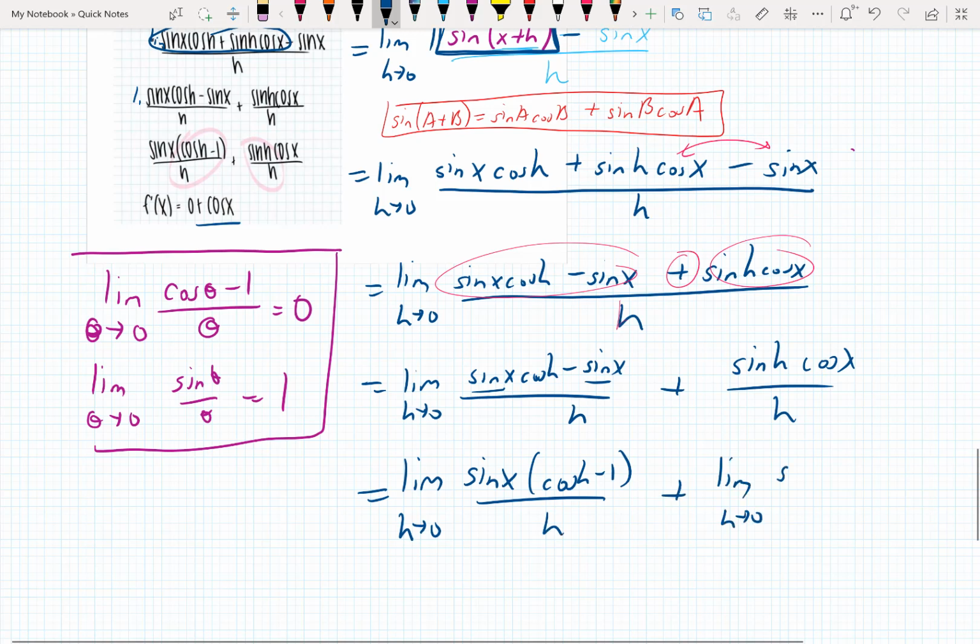And you don't want to drop the limits. If these come up on a test, you really don't want to drop that limit. Teachers like to mark off for that. So we need that written all the way there.